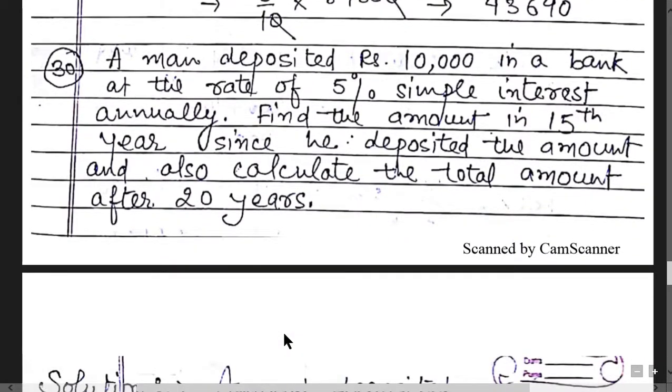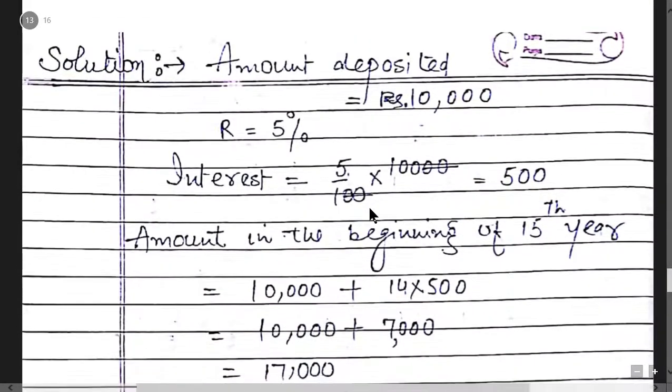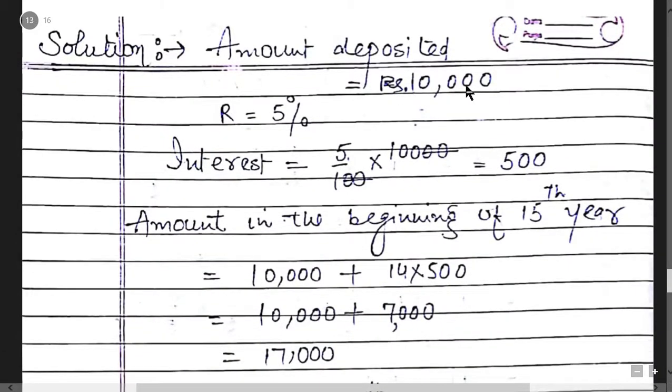This one is a question of interest while depositing money in the bank. A man deposited rupees 10,000 in the bank at the rate of 5% simple interest. Find the amount in the 15th year and then at 20 years. This question is simple, PRT over 100, nothing else. The principal is 10,000 and the rate of interest is 5%. It means 500 is the interest.